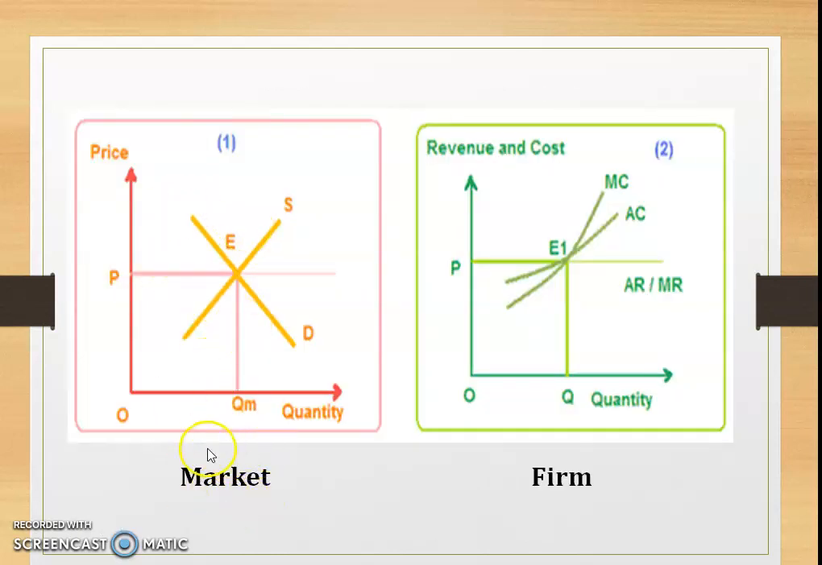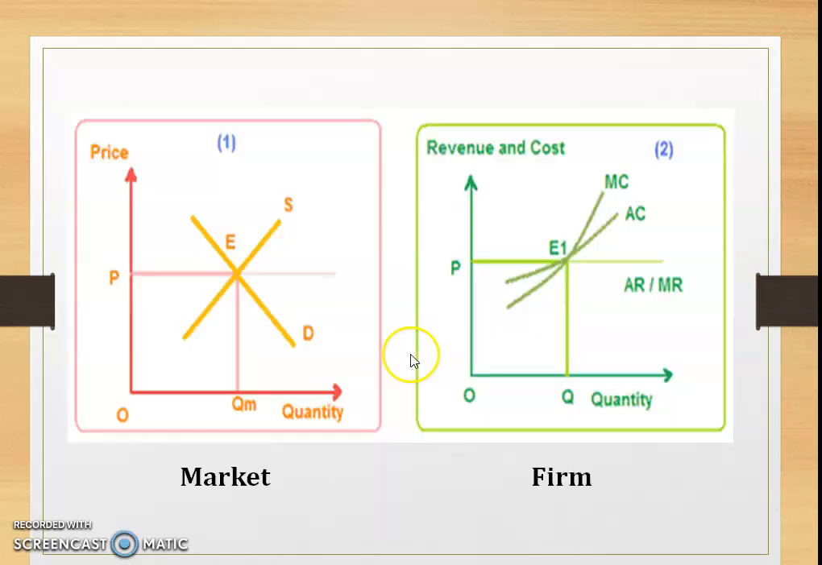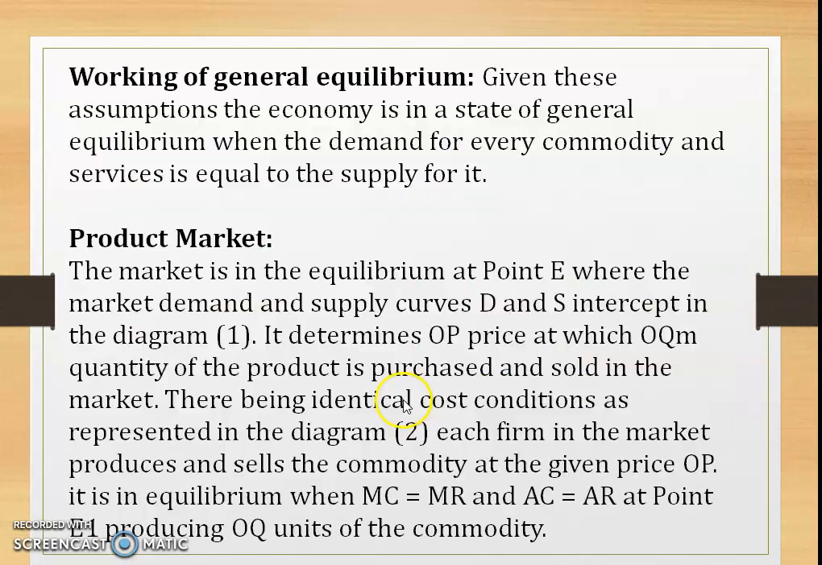So we just talk about the market. The quantity is considered on the x-axis and the price is considered on the y-axis. S is nothing but the supply curve and D is the demand curve. The intersection of D and S is the equilibrium point. Right? That's what it says here. It determines OP price and OQM output quantities purchased and sold in the market.